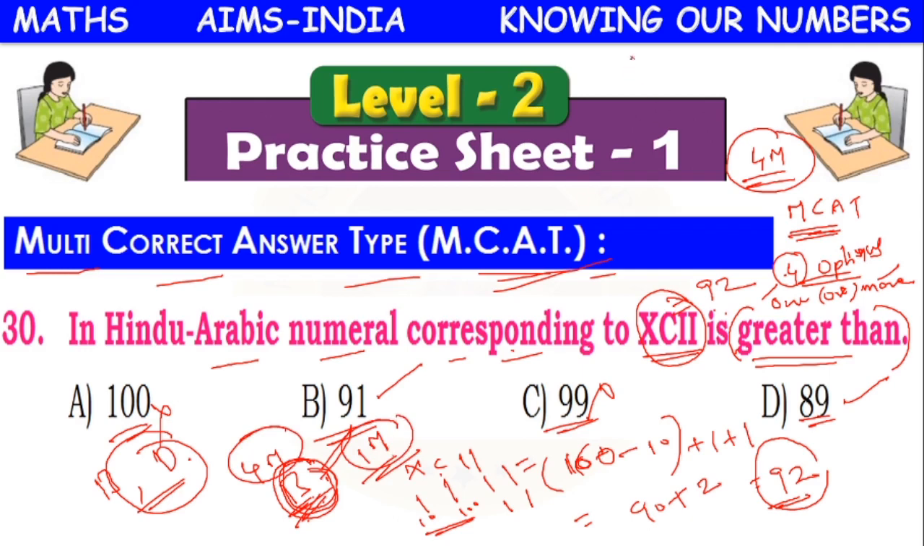Suppose you bubble B and A, two answers. Here B is correct, A is incorrect. If there is any incorrect answer in the options chosen by you, then you will get 0 marks. So you should be very careful, children. Regarding this type of question, you should be very careful. In multi-correct answer type questions, you can lose marks.